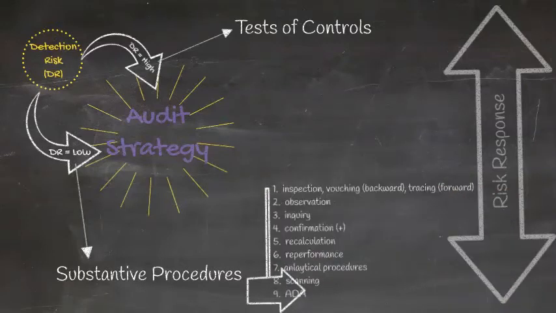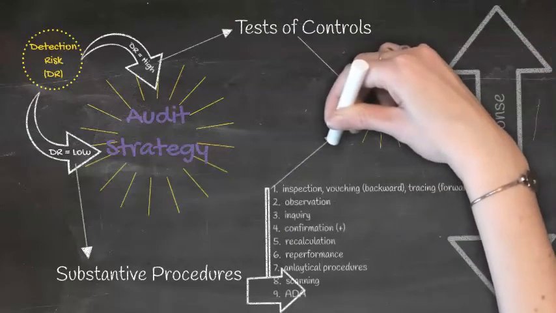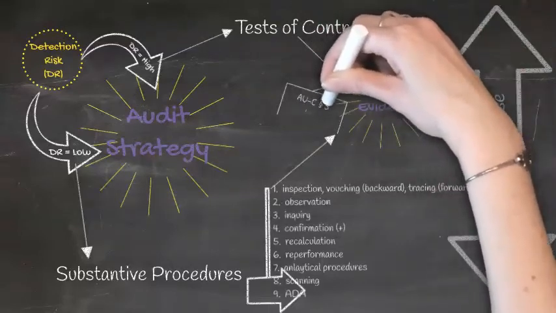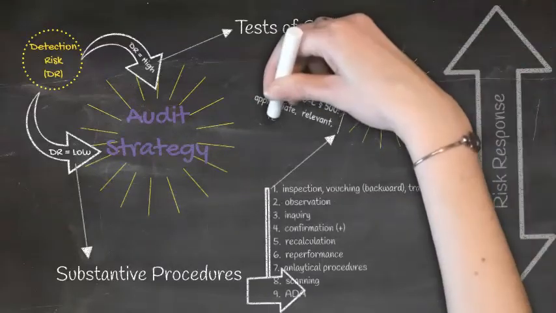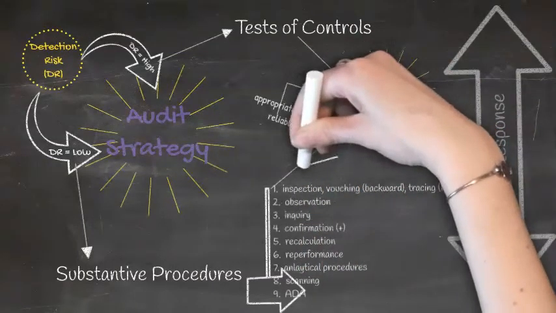Each test is designed to provide assurance about a given assertion by providing audit evidence. AUC 500 charges an auditor with the responsibility to collect evidence that is appropriate, relevant, reliable, and sufficient. Auditors provide reasonable assurance, not a certification. They look at evidence on a test basis.